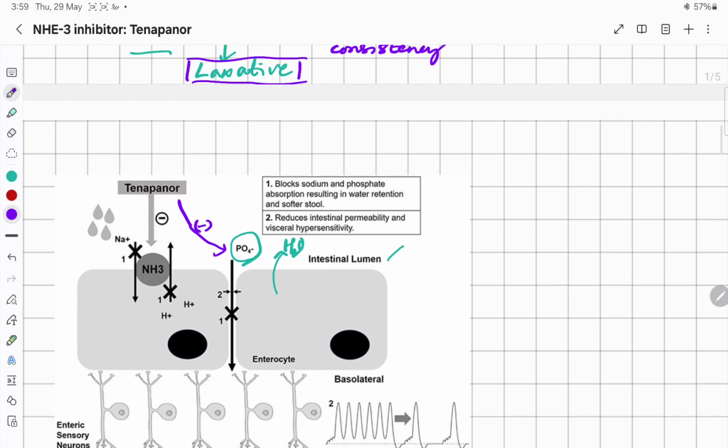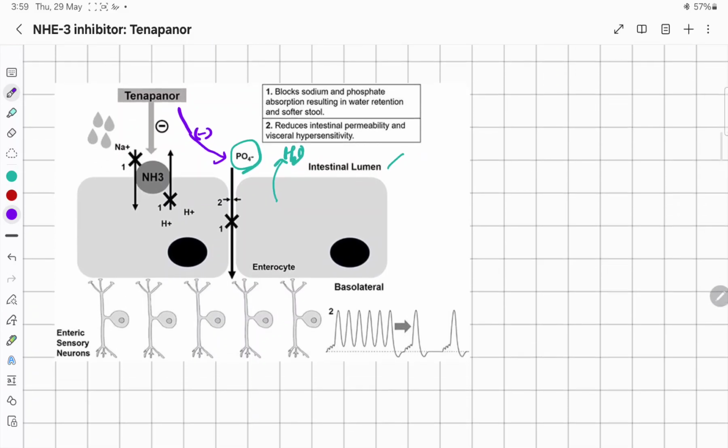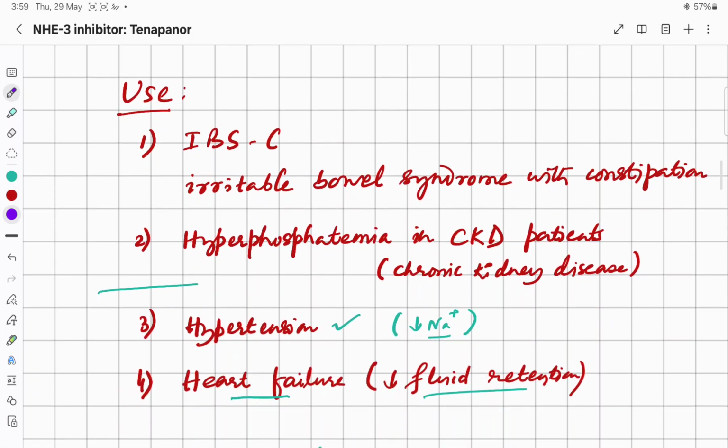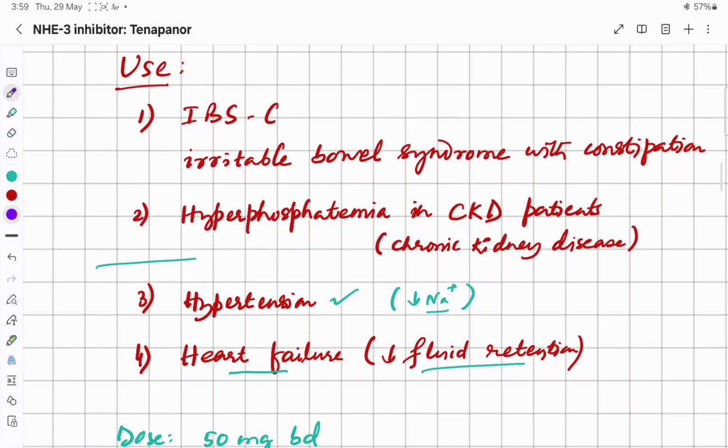So Tenapanor, in addition to inhibiting sodium absorption, also inhibits phosphate absorption, and both these actions can have their applications. So Tenapanor can be used in treatment of irritable bowel syndrome, which is constipation dominant, IBS-C, and also can be used in hyperphosphatemia by decreasing the phosphate absorption in CKD patients, that is chronic kidney disease patients. So these are the two main uses of this.